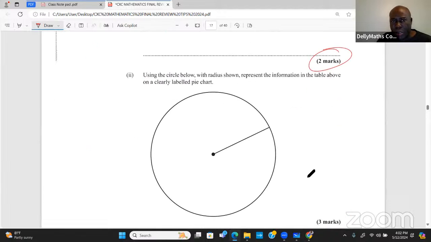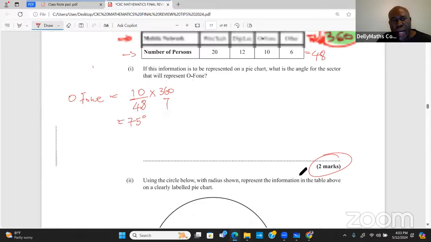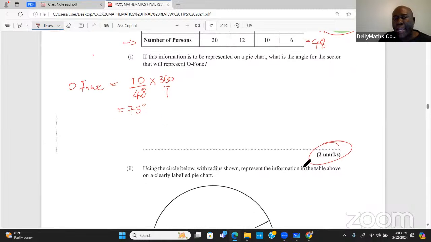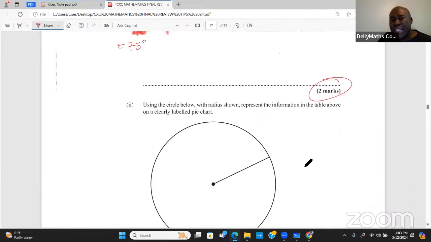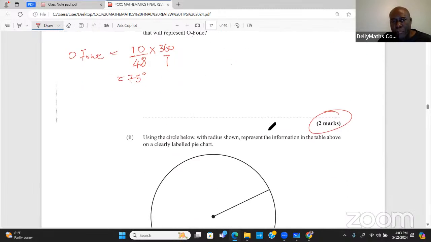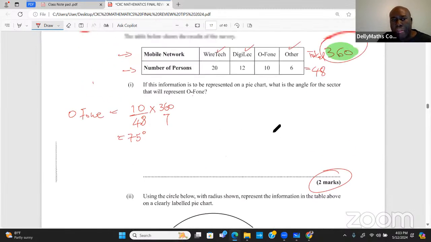Use the circle below, the radius shown, to represent the information in the table above on a clearly labeled pie chart. Now, what it simply means is that I'm going to have to take the time to find the angle for the others because I don't have it. I have O4 as 75 degrees. I'm going to have to work out Wiretech, Digilec, and others to get their angles. Then you can represent your pie chart.